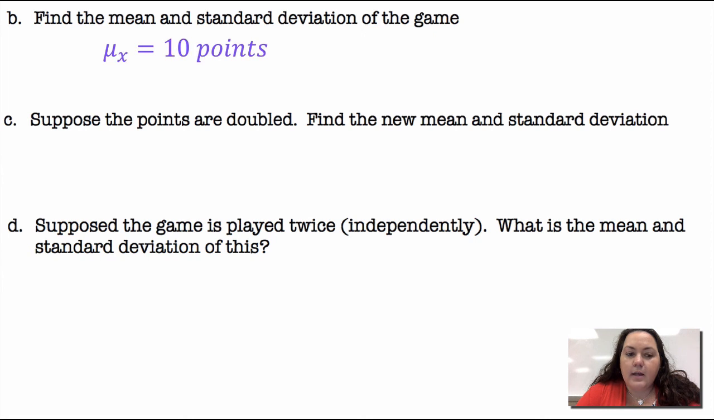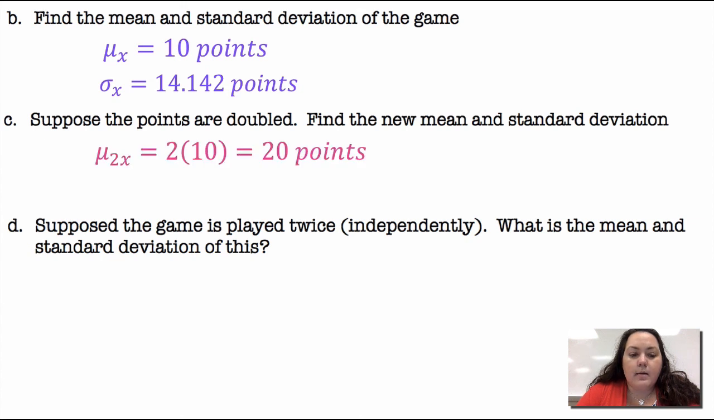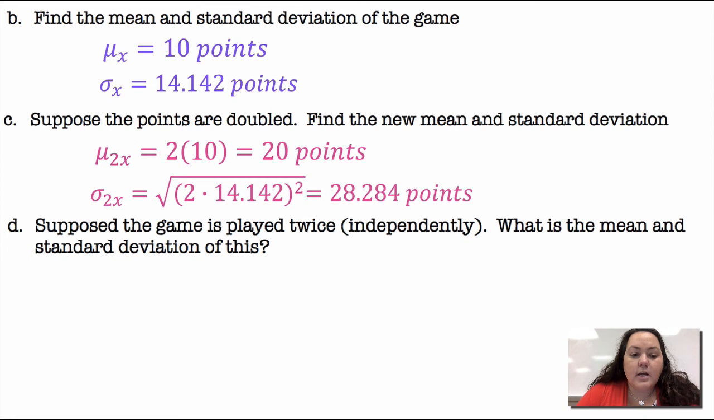If you plug that into your calculator, the mean is 10 points and the standard deviation is 14.142 points. Suppose the points are doubled. Find the new mean and standard deviation. For the mean, I would just multiply by 2. That gives me 20 points. For the standard deviation, I would do 2 times my standard deviation, which gives me 28.284 points.